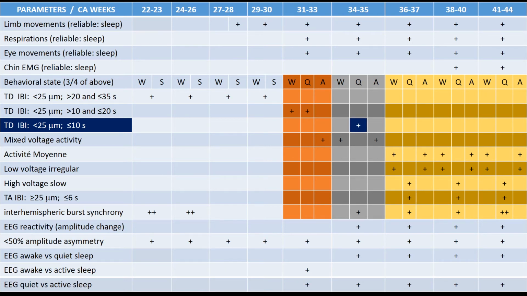This subtype is usually present during quiet sleep at 34 and 35 weeks conceptual age. The same comments made for the other subtypes apply here. In addition, it is important to stress that the presence of shorter rather than longer interburst interval do not represent an abnormality.